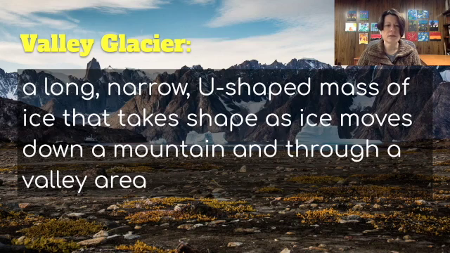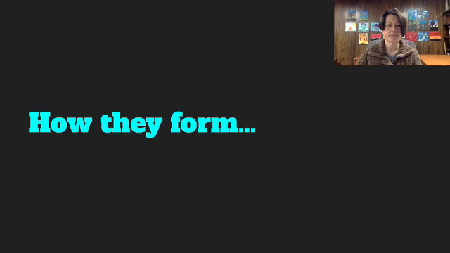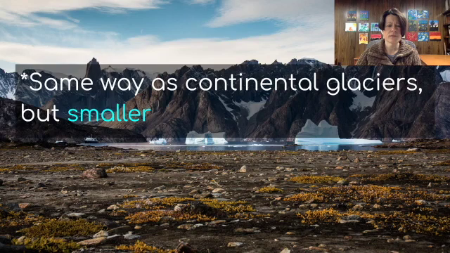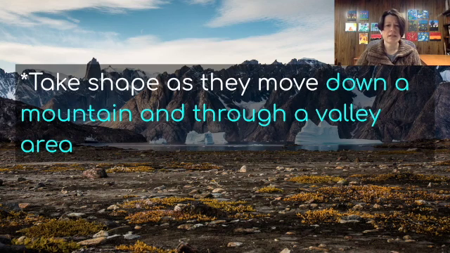Then there are valley glaciers. These are a long, narrow U-shaped mass of ice that takes shape as ice moves down a mountain and through a valley area. So here in the background, you can see valley glaciers. You can see that the land does not have glaciers all over it, so that's not a continental glacier. How they form? Basically the same way as continental glaciers, but smaller.